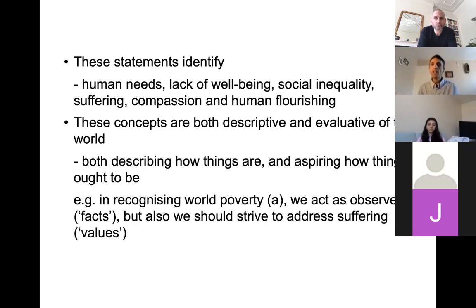So what these concepts that I've given you there, human needs, well-being, inequality, suffering, human flourishing, these are both descriptive and normative, because they not only describe how things are, but they also describe how things ought to be. So as I said in the example about world poverty, I act both as an observer in recognizing that 20% of the world population live in poverty, but also as a concerned individual, as a citizen, saying that we should be striving towards ending this kind of world suffering.